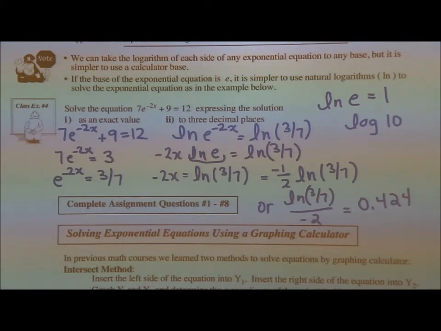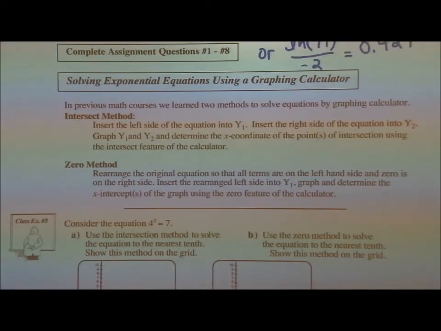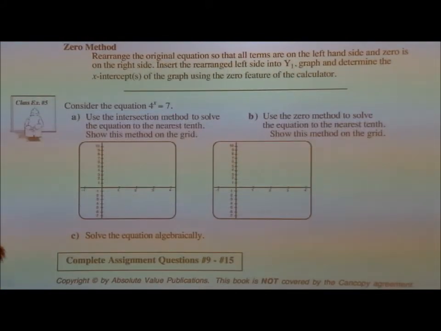So this is solving by algebra, an algebraic means of solving. We can solve graphically. To solve graphically, we use the same methods that we've used in prior math courses. We can either find the intersection, which means I need 2 graphs, a y1 and a y2, or I can find the zero, where I have one graph and I find where it crosses the x-axis. This only works, or it's only useful, if all I need is a decimal approximation. So if the question says find the exact value, you have to use the algebra.